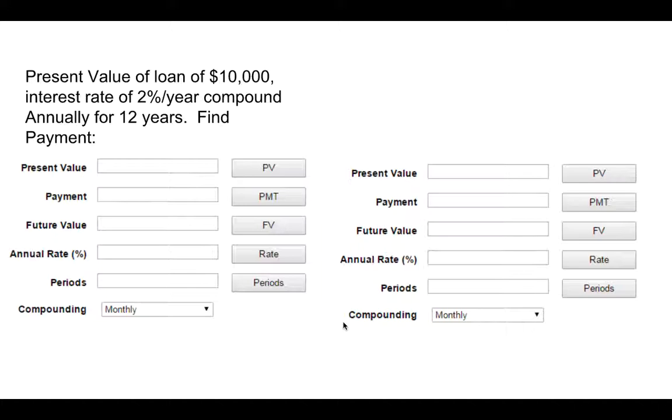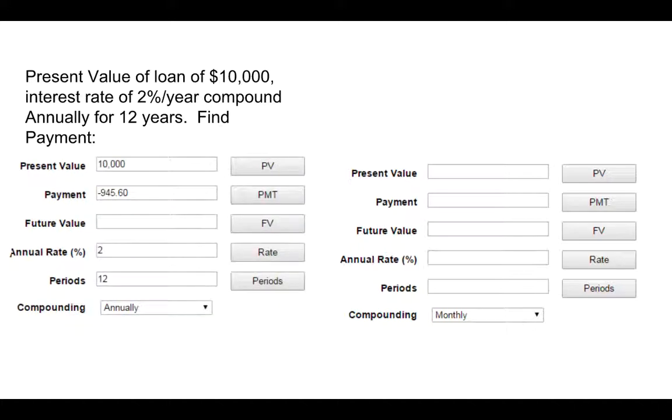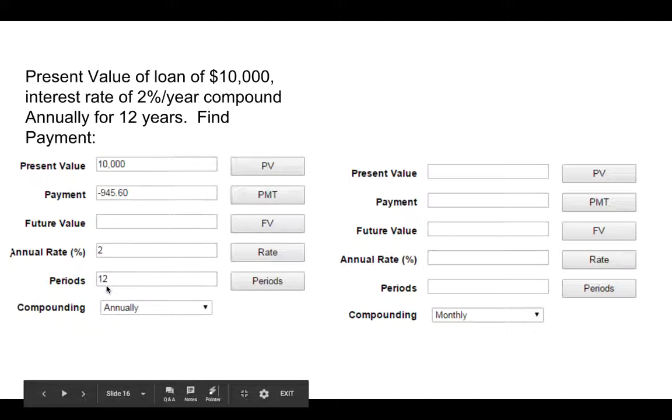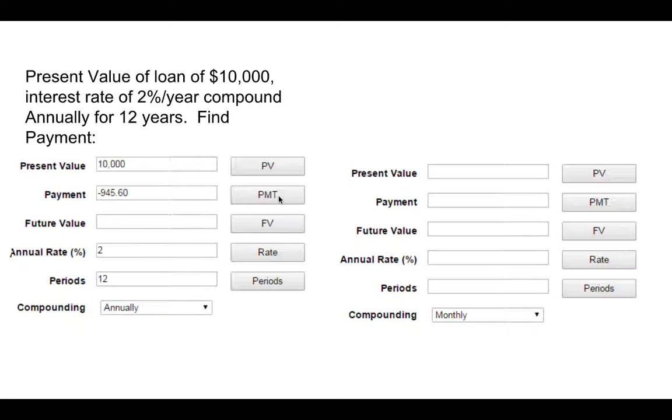So if you're doing $10,000 as your present value, you get 2% annually. You're going to plug in 10,000 as your present value, sub in 2 and 12 for the number of years. Drop down to annually, and you click this button here for payment, and it gives you negative 945. The payment's 945. It's just saying that it goes in the opposite direction.